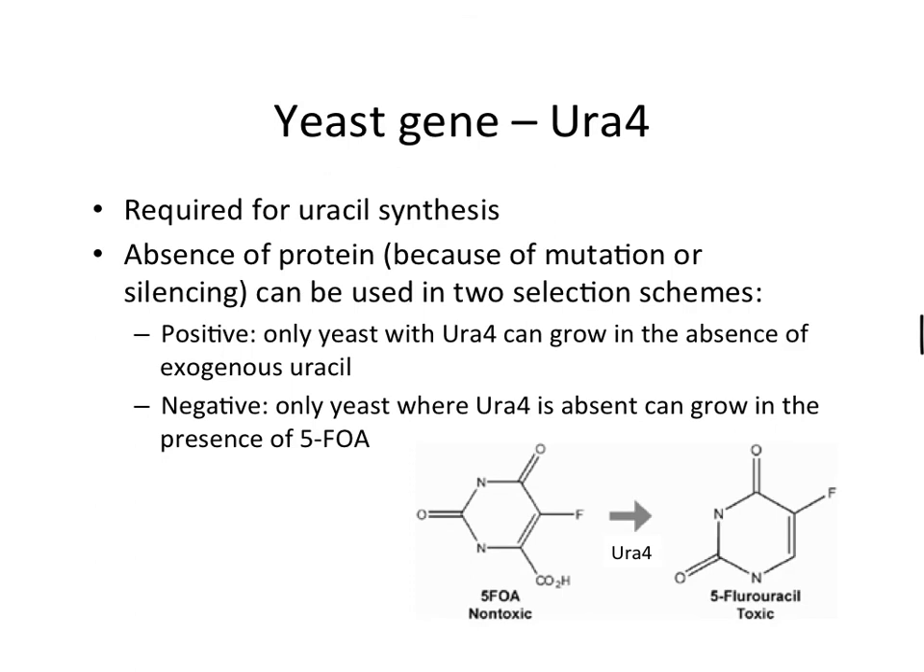So you'll see examples of both of those in this paper. Growing yeast with or without uracil to ask whether or not the ura4 gene is on. And also growing yeast with and without 5-FOA to ask exactly the same question. It's just the reverse logic. Is ura4 present? You can grow in uracil. You can grow without uracil. If it's present, you die in 5-fluoroorotic acid.